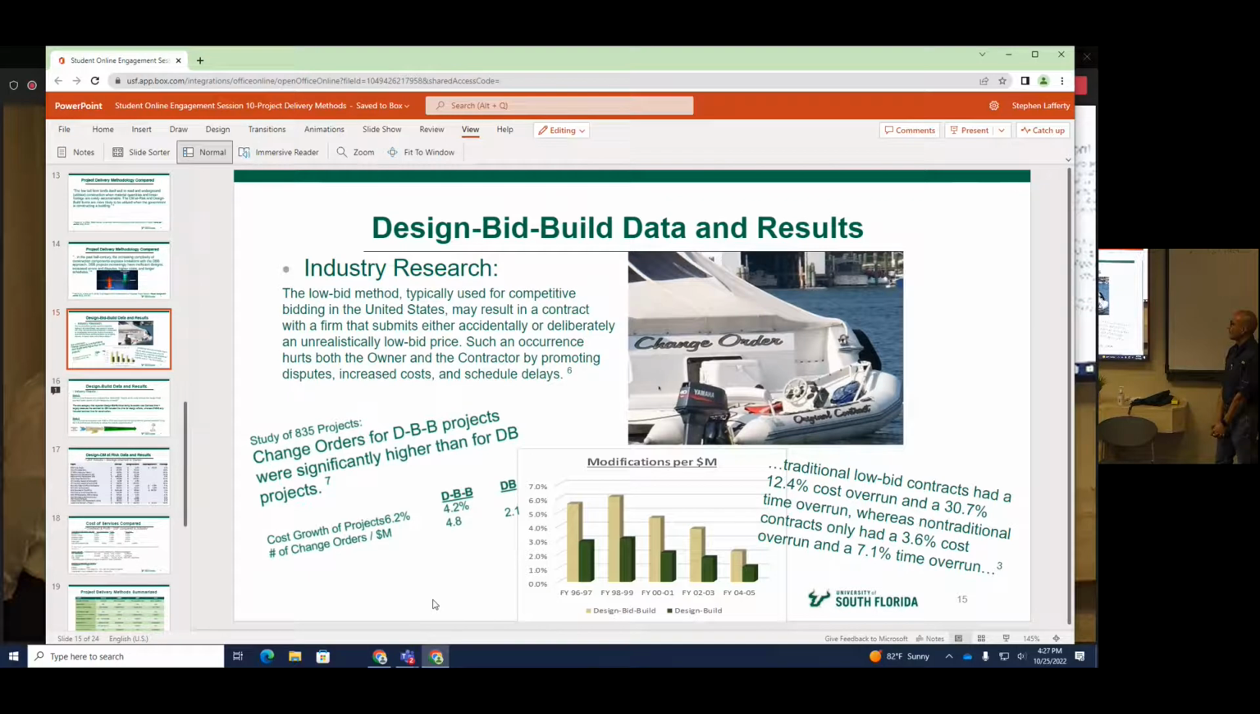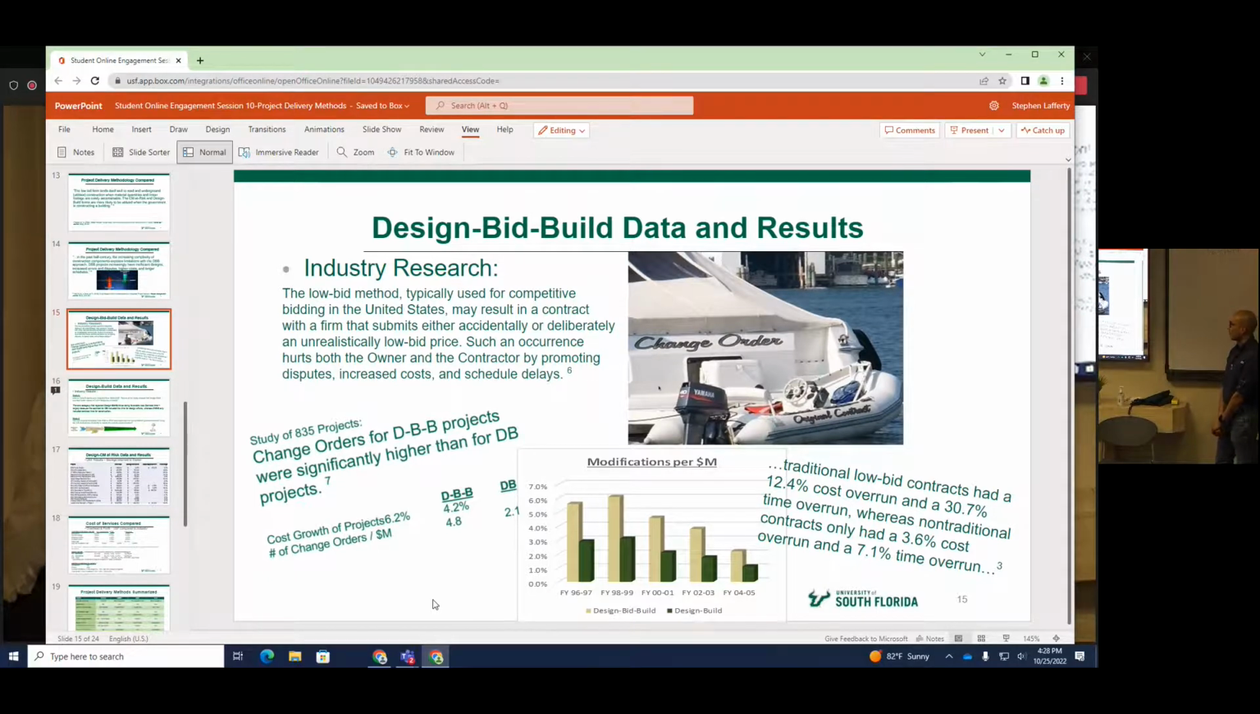So a study of 835 projects. The number of change orders for design bid build projects, you had a lot more change orders for that type of project delivery than you do for design build delivery. This is the actual difference. In green is design build. In the other color, the gold color, is what a similar contract value is for a design bid build. You end up with a lot more change orders.